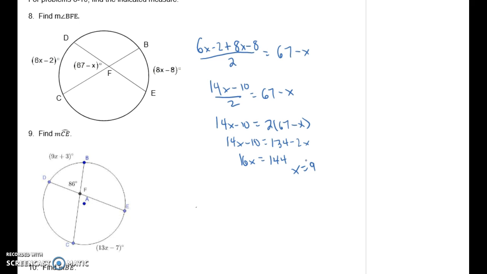If I want to find the measure of BFE, that's this angle right here, this one over here is the same thing. They're vertical angles. So once I find the one, I've got the other. 67 minus 9 would give me 58 degrees.